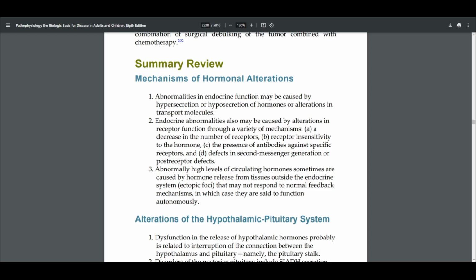This concludes chapter 22, Alterations of Hormonal Regulation.